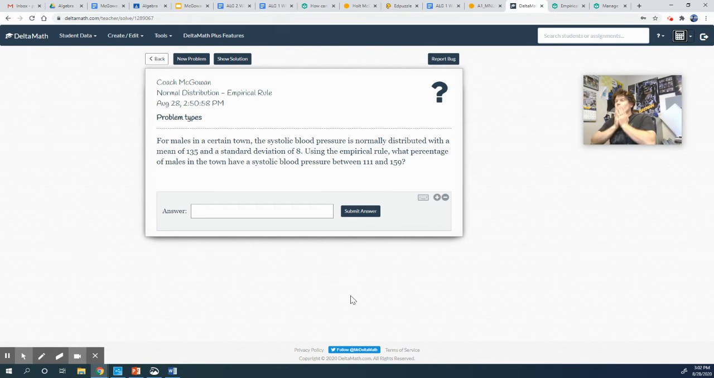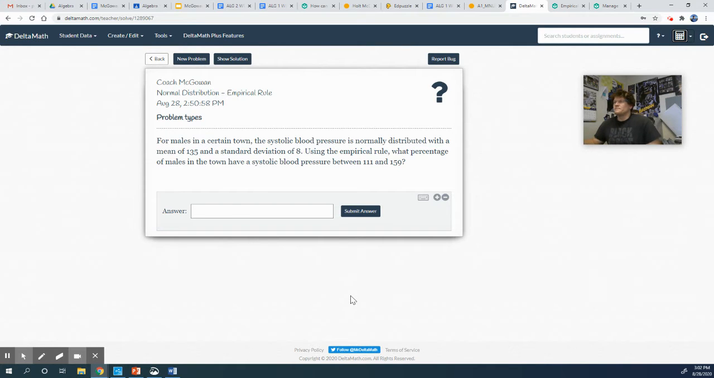This example says, for males in a certain town, the systolic blood pressure is normally distributed with a mean of 135 and a standard deviation of 8. Using the empirical rule, which is just the normal bell curve rule that we're talking about, it says, what percentage of males in the town have a systolic blood pressure between 111 and 159?